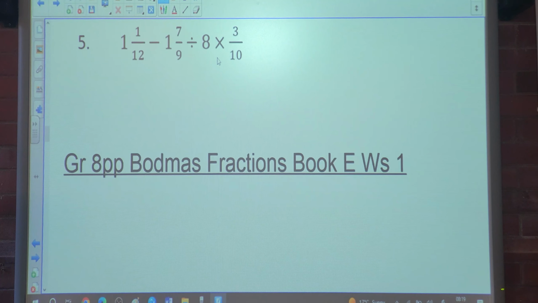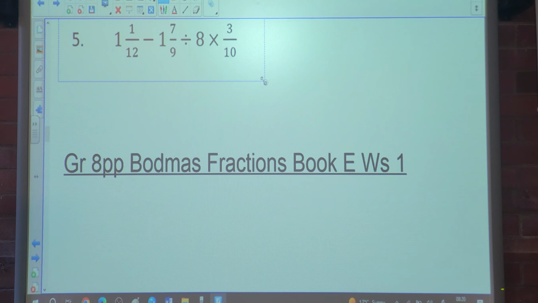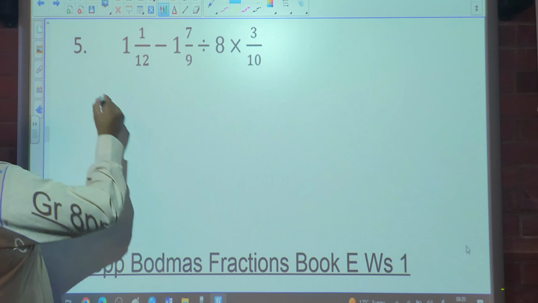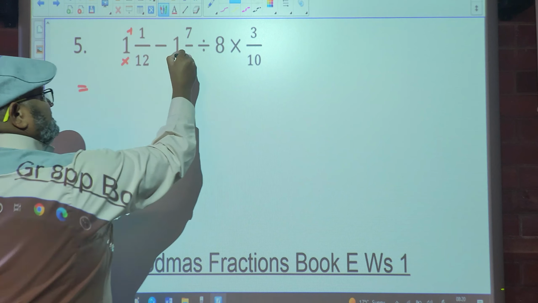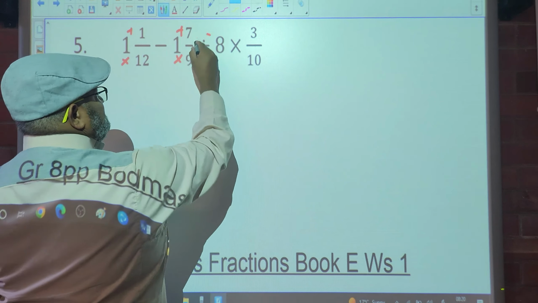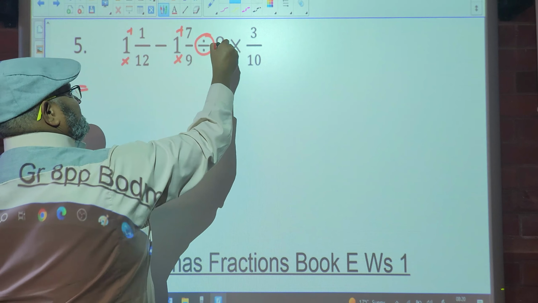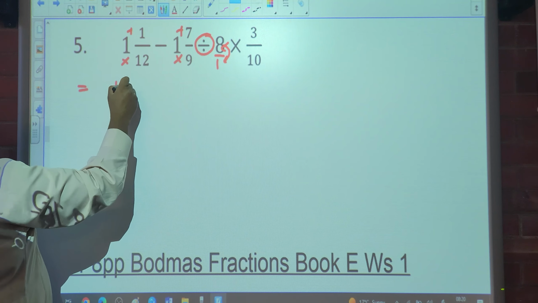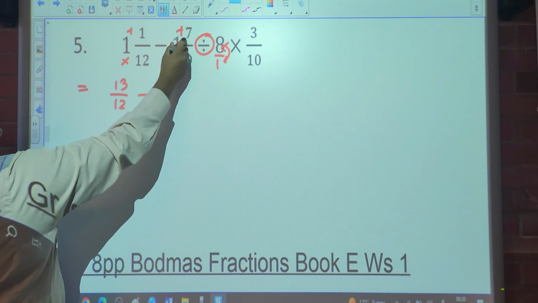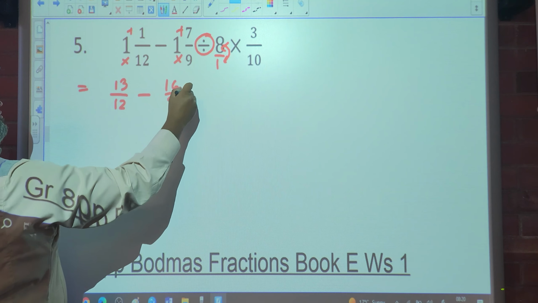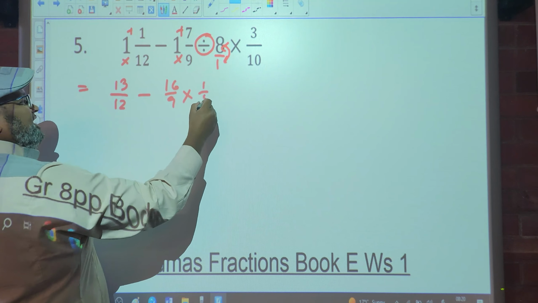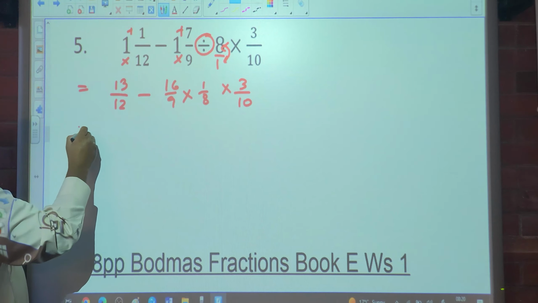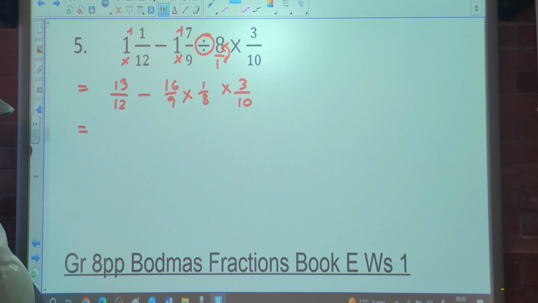Okay, number 5. What do we need to do first in number 5? Change the improper fraction. This we can change to multiplication, tumble and times. Then let's prepare. So it's 12 plus 1 is 13 over 12, minus 16 over 9 multiplied by 1 over 8 multiplied by 3 over 10.